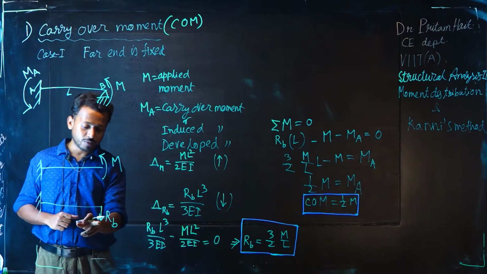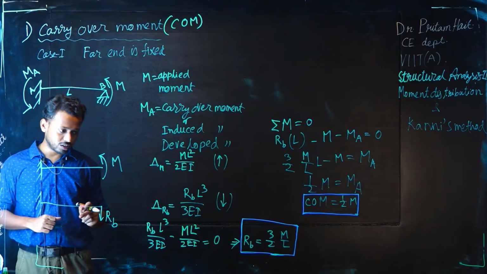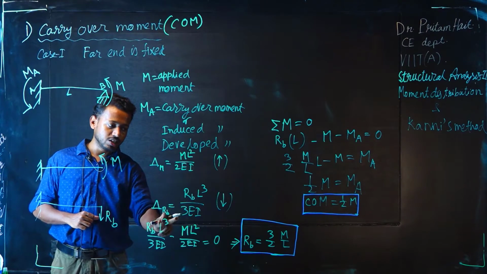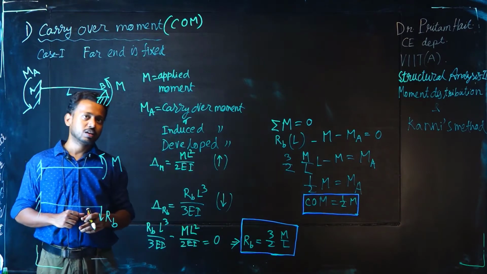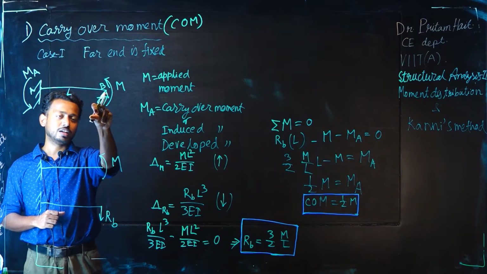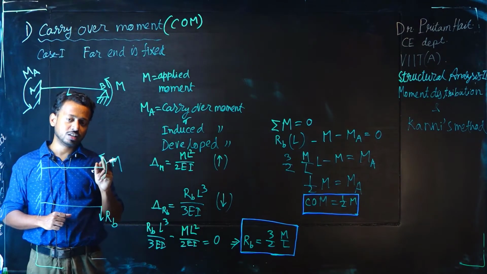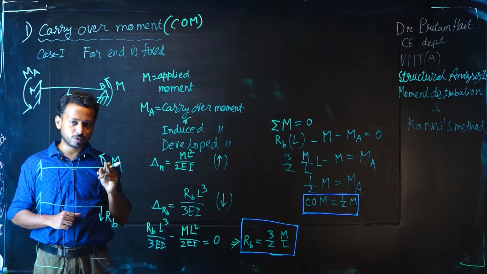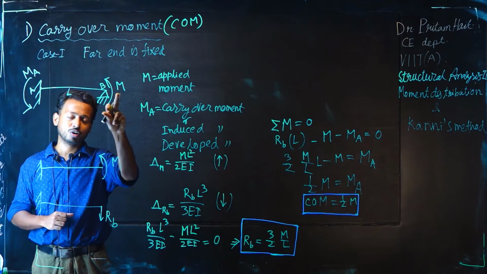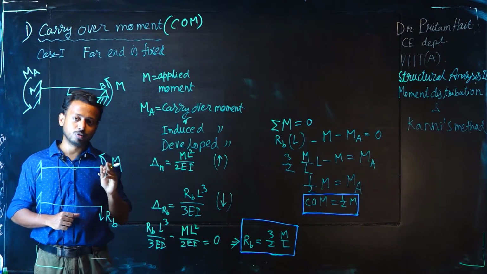And due to the RB reaction force which is acting in the downward direction, the displacement will be RB L cube by 3EI, which will be in the downward direction. Now the point is, this is a propped cantilever. At the prop end, there will be no vertical deformation or vertical displacement. So the net vertical displacement due to the applied moment M will be 0.